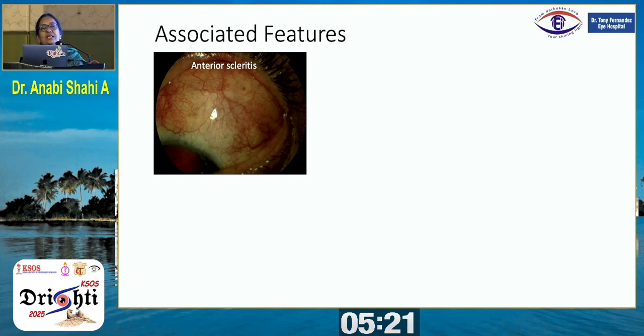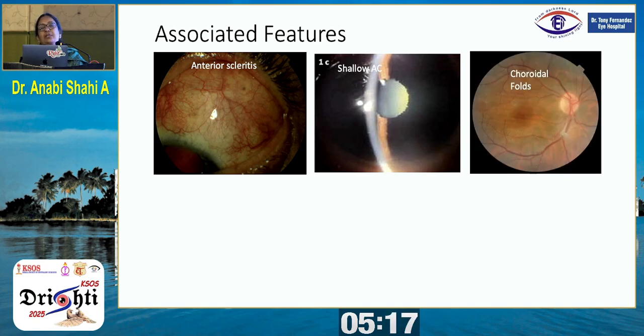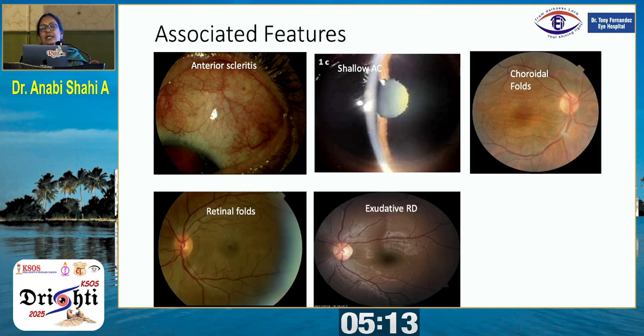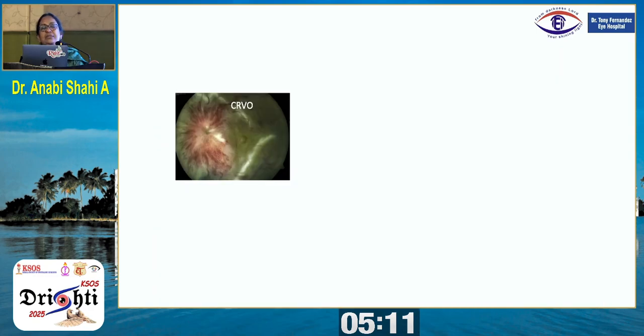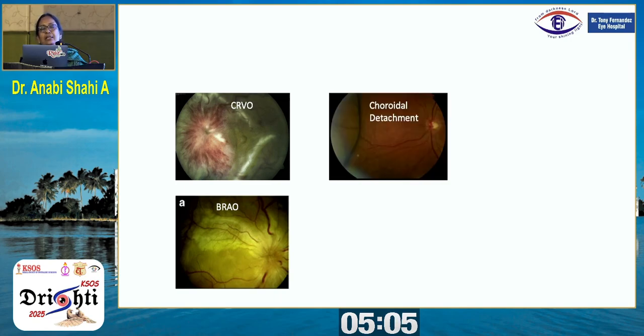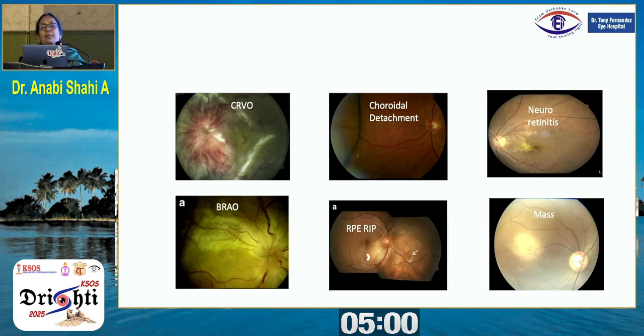It can be associated with anterior scleritis. It can present as a shallow anterior chamber. There will be choroidal folds, retinal folds, exudative RD, disc edema. Sometimes inflammation can spread to the vessels and can cause CRVO, BRAO. It can present as annular choroidal detachment, neuroretinitis, RPE rip, and it can present as a choroidal mass also.